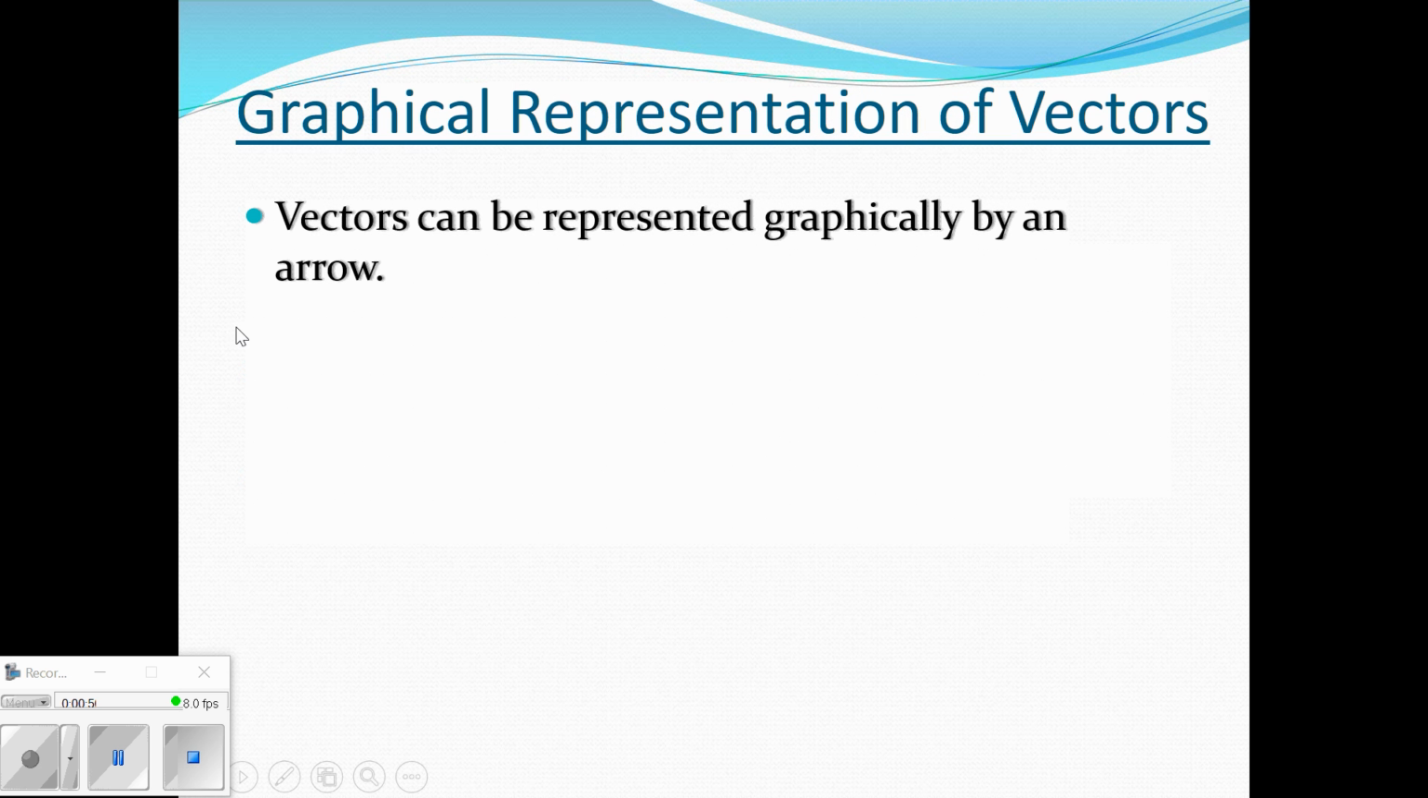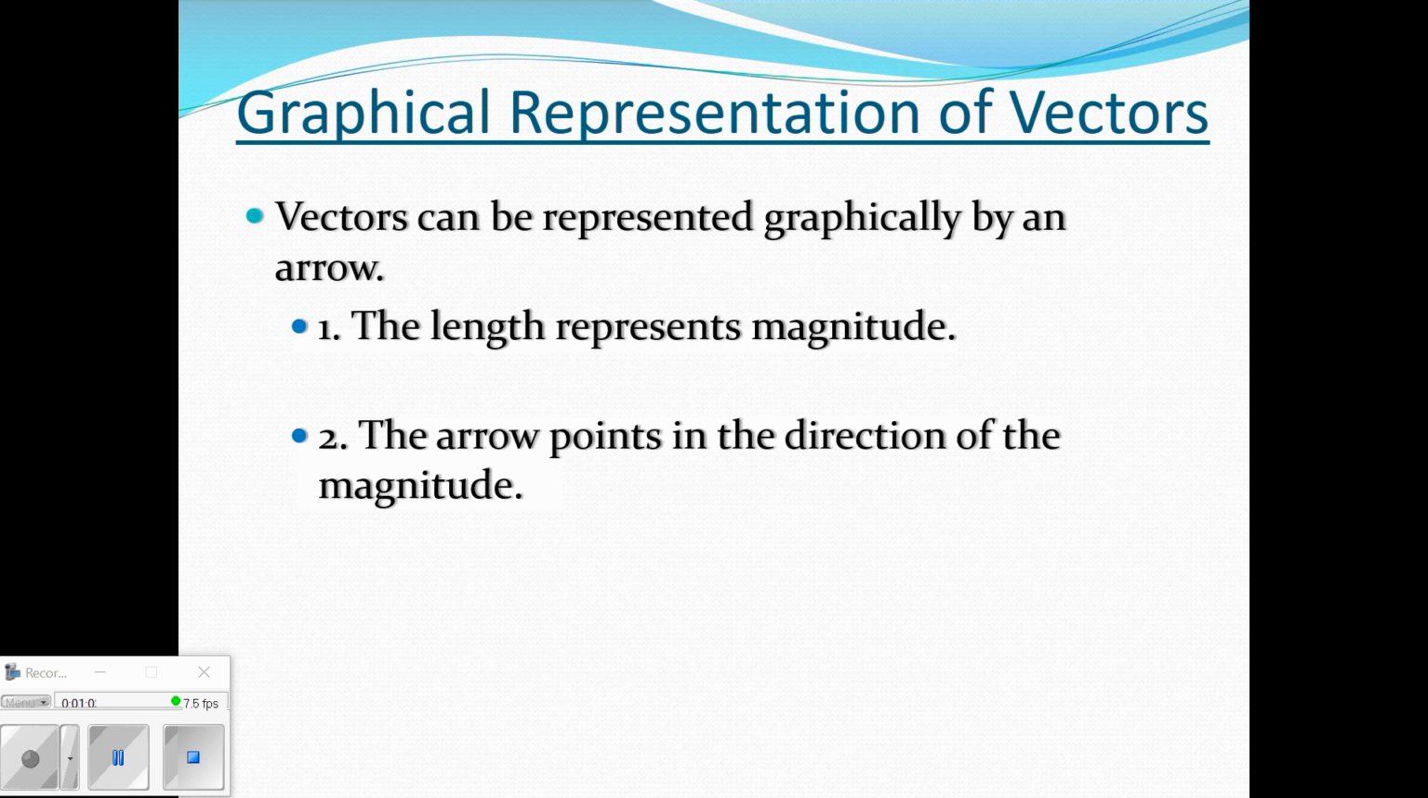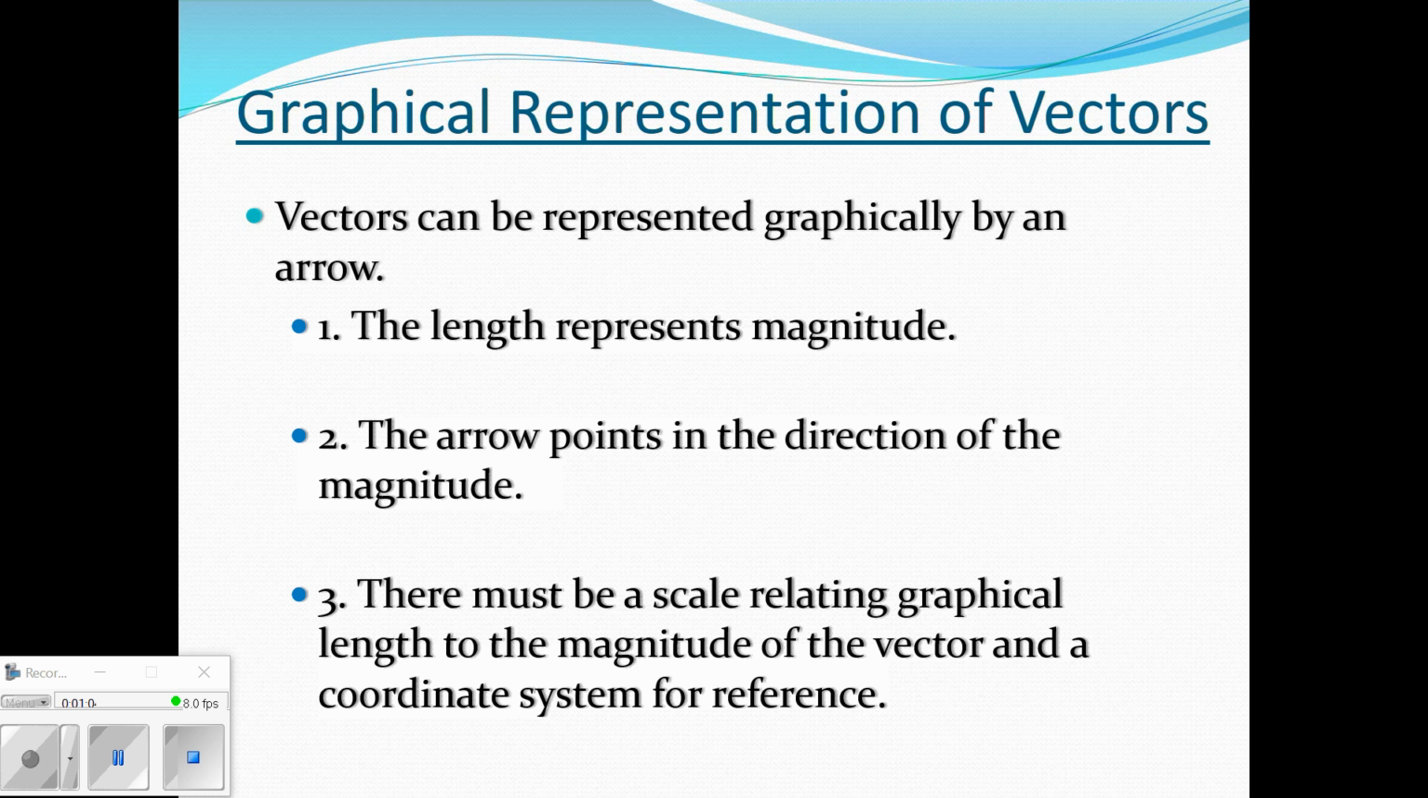The one thing that we want to really focus on in this lesson about vectors is how to graphically represent them. And when we graphically represent vectors, we represent them as an arrow. The length of the arrow represents magnitude, and the direction that the arrow points in shows the direction of the vector. There must be some scale that we can use to interpret how much a length of a vector would represent, and there needs to be some sort of coordinate system so we could relate our graphical representation of our vectors to whatever's happening in real life.